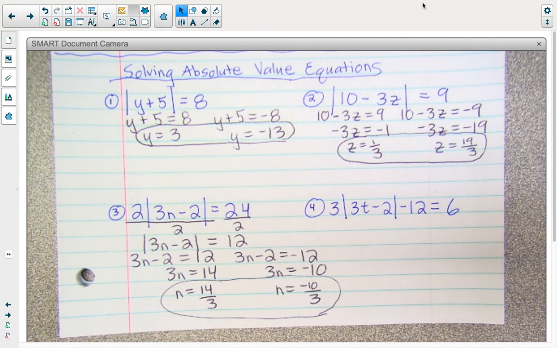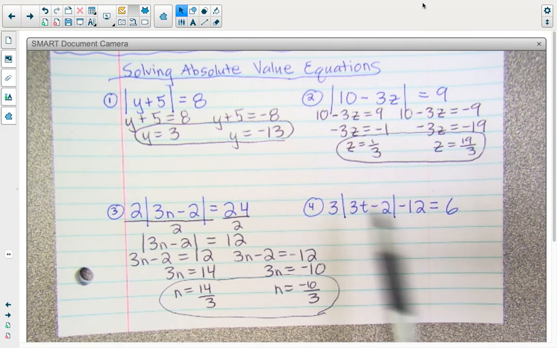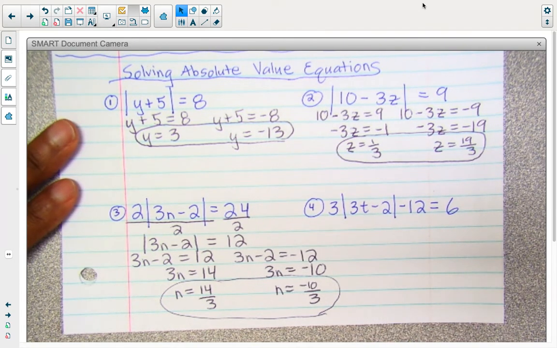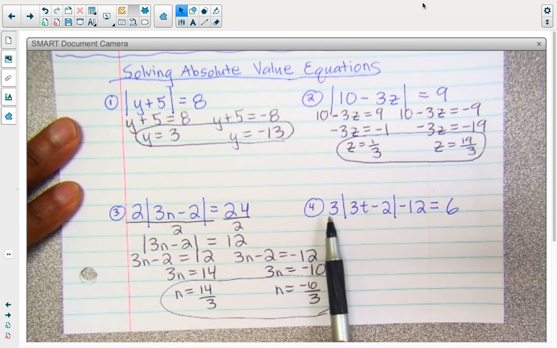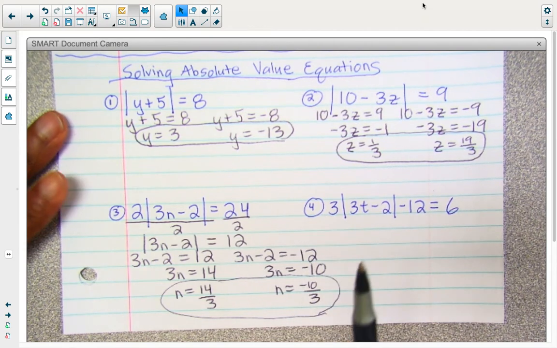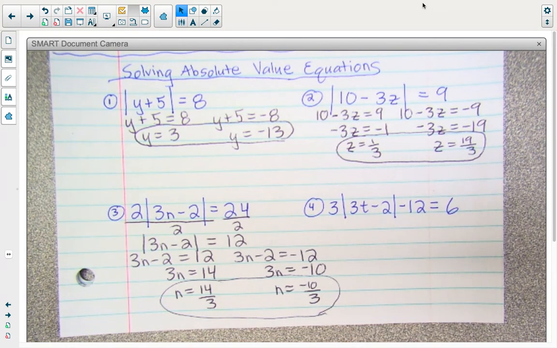And last but not least, number 4. Again, I need to get this absolute value on one side by itself. So I need to do several things with this problem. We need to first add 12 to both sides, then divide by 3, and then set up two different equations. So it's going to be a few more steps, but we can still go through and do it.